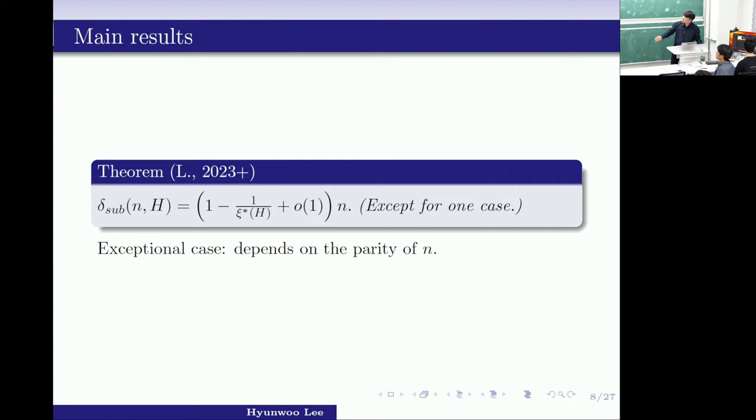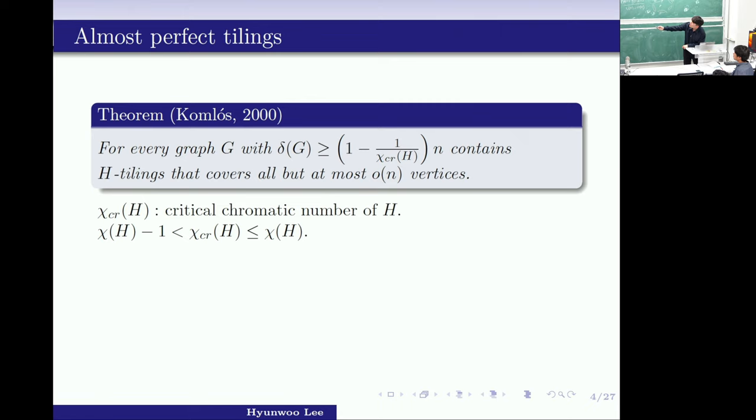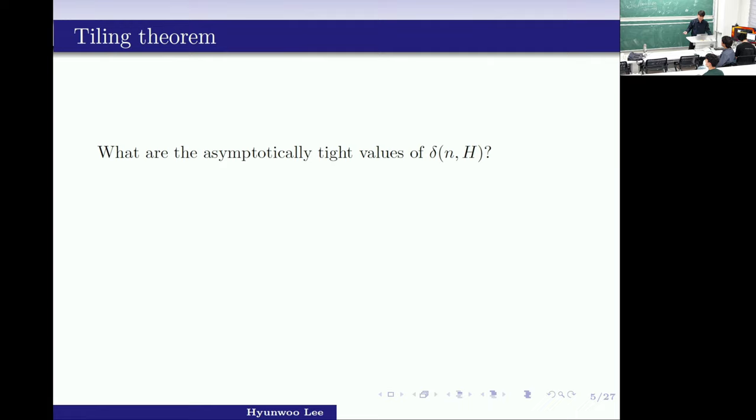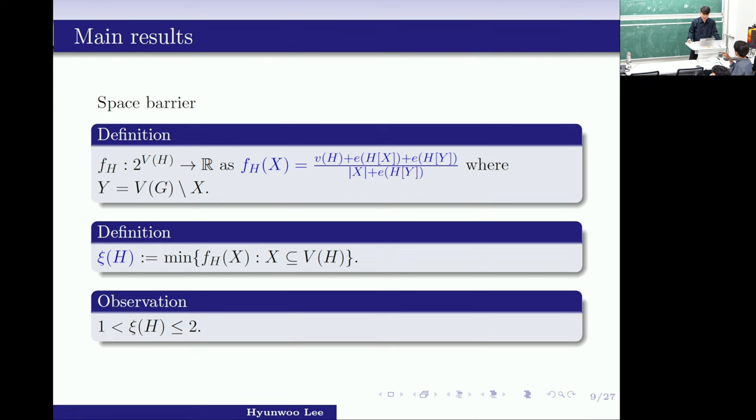This is not exactly formulated, but just see the statement. I proved that for every graph H, there exists a parameter psi star such that the threshold is asymptotically 1 minus 1 over psi star of H times n, except for one case. This exceptional case is K7 and some other things, and in this exceptional case, it depends on the parity of n. Basically, I want to fit my statement to this type of Kühn–Osthus type theorem, so you can see some similarity. Is the exceptional case only K7? No, the exceptional case depends on some other parameter. Is it a finite list? No, it is infinitely many cases.